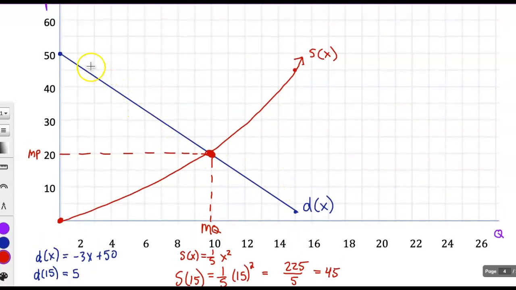Now remember, this is demand. So I'm willing to pay all of these different prices, right? That's what I'm willing to pay as a consumer. I only have to pay the market price. So this area in here is consumer surplus.